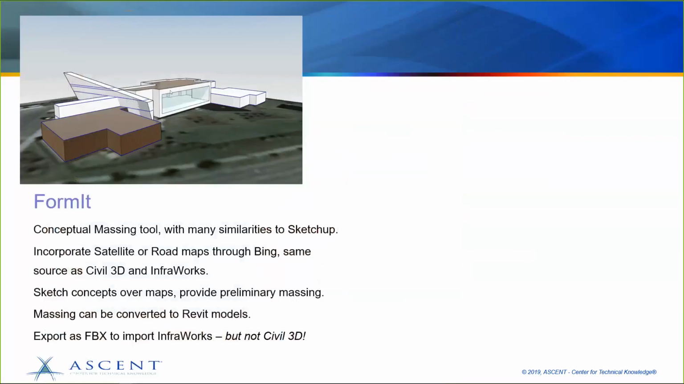Moving on to Format. Format is a free download as well from the Autodesk website. And it's a great tool for conceptual massing, somewhat similar to Sketchup. And we can incorporate aerial photography from Bing Maps, which is nice because it's the same format that we can bring into Civil 3D or InfraWorks. These models can be exported via an FBX format, which is the Autodesk Filmbox format. And then they can be imported into tools like 3D Studio Max or InfraWorks. Civil 3D no longer allows us to import FBX files.